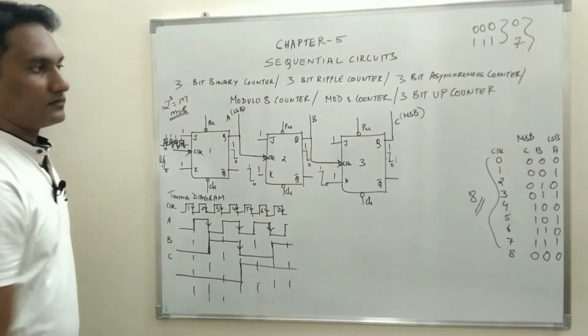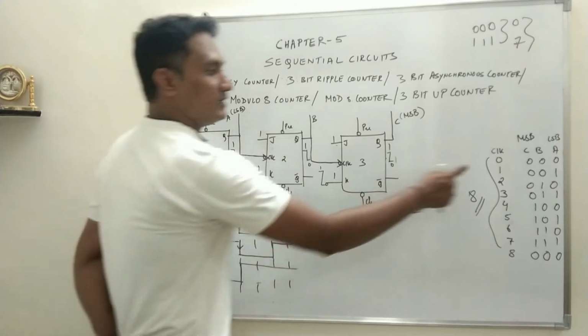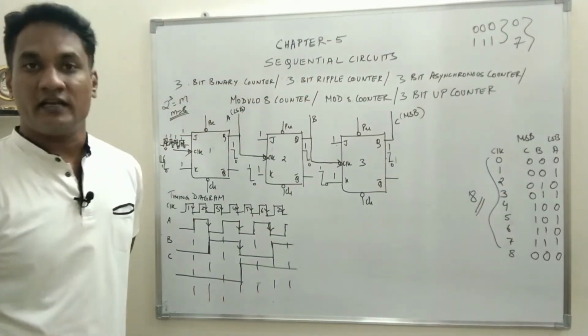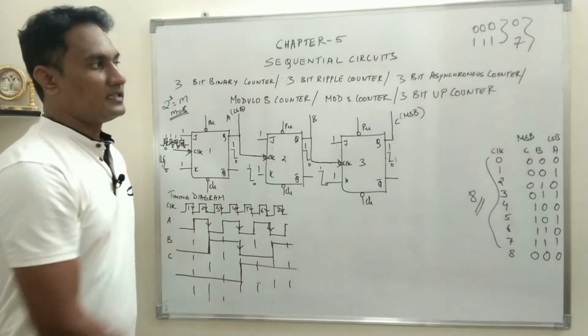And this is how you have to explain. So you have to draw the circuit, explain 2-3 conditions, write the truth table, and draw the timing diagram. You will get 4 marks for both the questions, whether it is 4-bit or 3-bit.